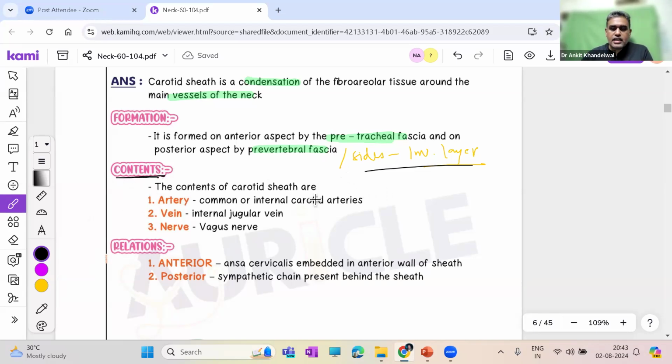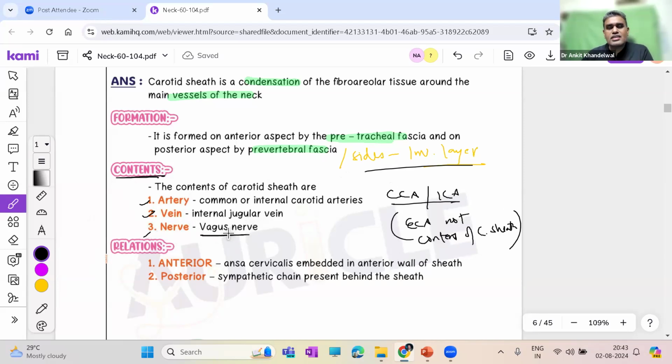Contents, frequently they ask: artery, we have either the common carotid artery or the internal carotid artery. Do remember, over here in brackets I'm writing, the external carotid artery is not a content of the carotid sheath. Do remember this. Then you have a vein, the internal jugular vein, not the external jugular, the internal jugular, and you'll have a nerve inside known as the vagus. That is the 10th cranial nerve.